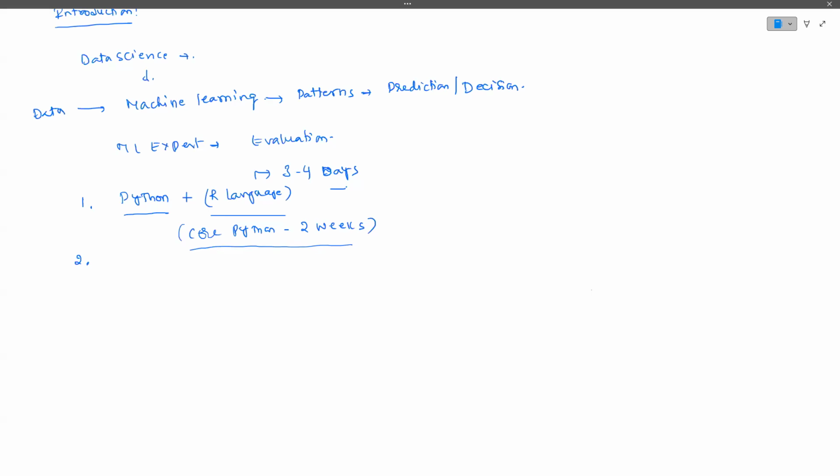Let me tell you one small point here, guys. I'm going to teach you around 2 weeks on the core Python concepts that are required for our data science. Our main idea here is up to what extent of Python is required. Whenever you want to implement some data science related implementation, up to whatever extent is required, I'm going to explain them.